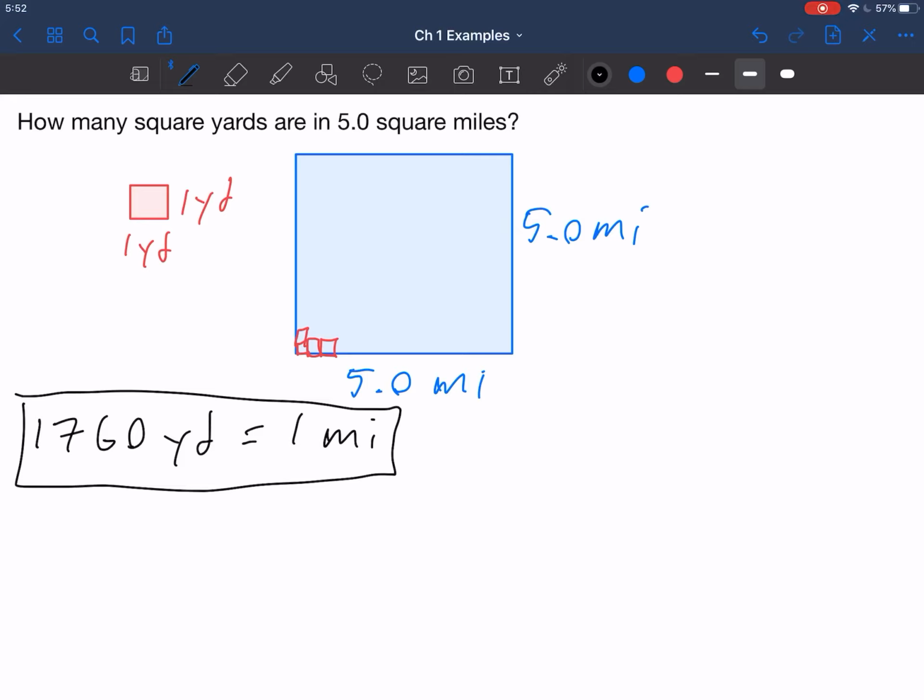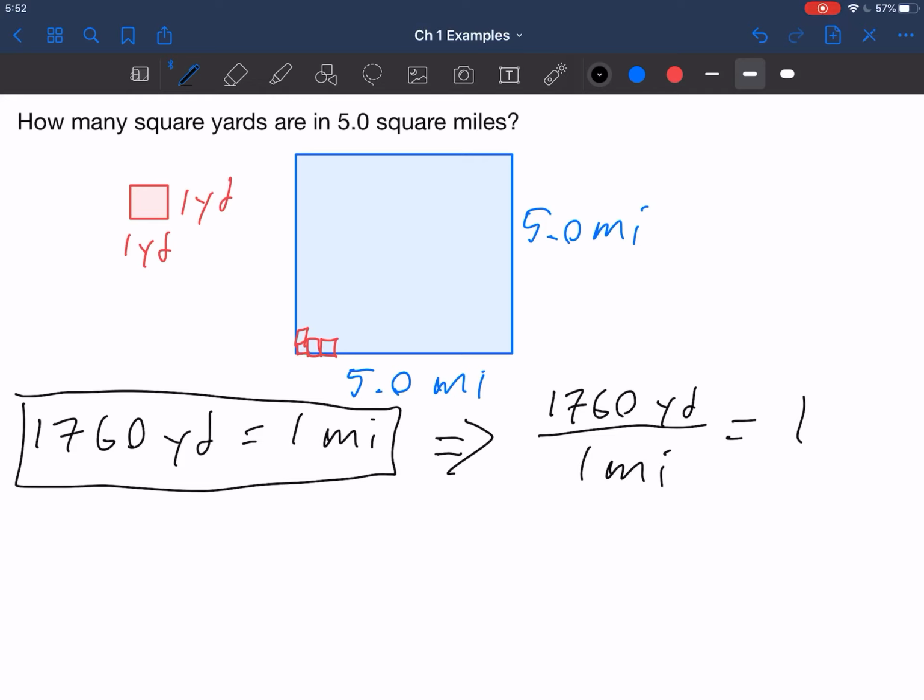But first, let's think about how we use this conversion factor in general. In general, what we want to do is turn this into a ratio. So in this case, I'm going to divide both sides of this equation by 1 mile. When I do that, I have 1,760 yards divided by 1 mile is equal to 1 mile divided by 1 mile, or just 1. So I turn this conversion factor into a ratio equal to 1. And when you have something that's equal to 1, you can multiply it by any other number and not really change it. That's what we're going to do in this problem.